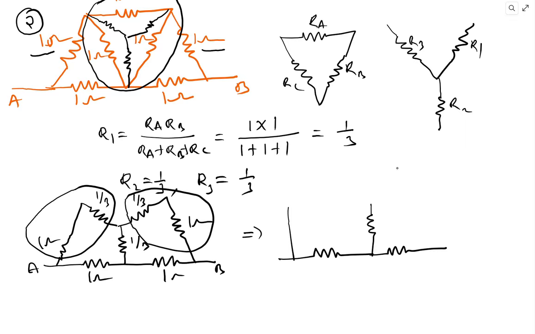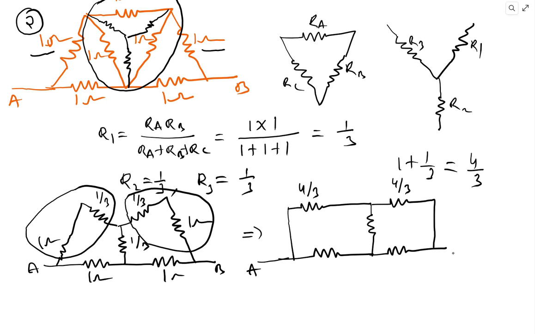So 1 plus 1 by 3, what do you get here? 1 plus 1 by 3, you are going to get 4 by 3. So this will be 4 by 3 and 4 by 3. Okay, this is 1 ohm. So 1 by 3 ohm. Okay, let me correct it. This is 1 ohm, this is 1 ohm.